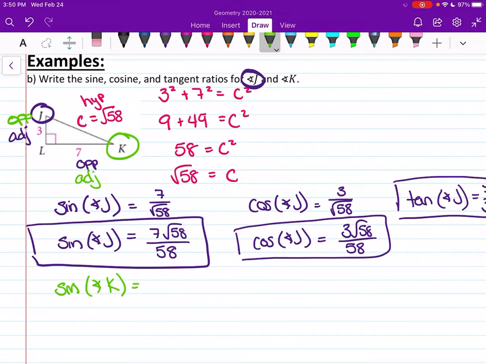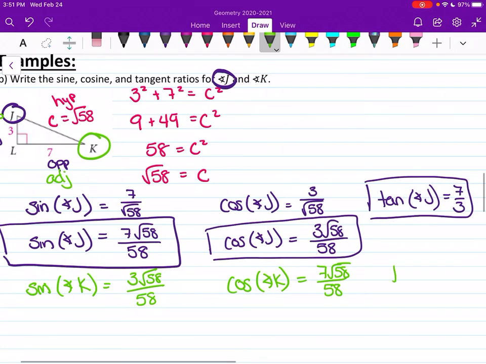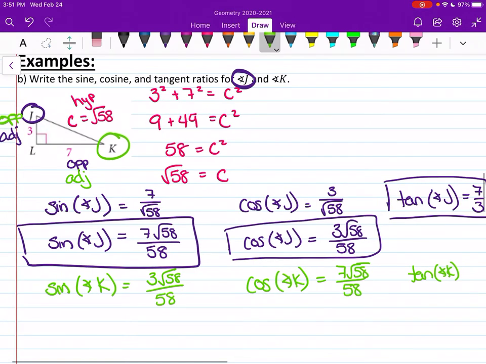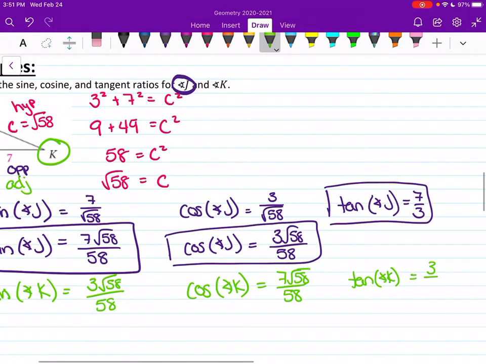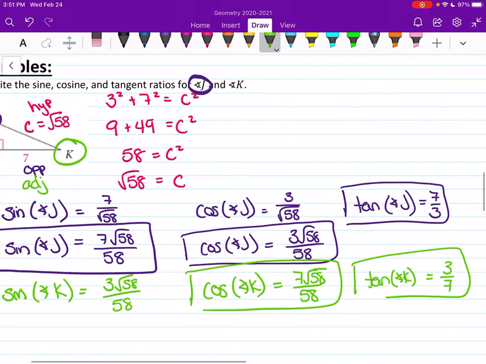So when I do the sine of angle K, I'm going to have the opposite side is 3. So I have 3 root 58 over 58. The cosine of angle K is going to be 7 over root 58, or 7 root 58 over 58. And then the tangent of angle K is going to be the opposite over adjacent, so 3 over 7. Okay, so they are all similar, but they're not quite the same.